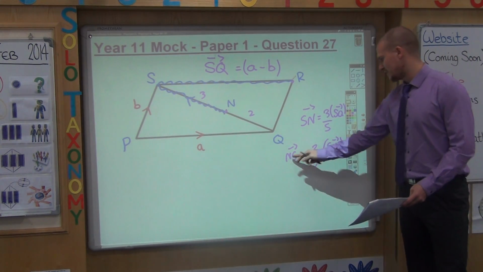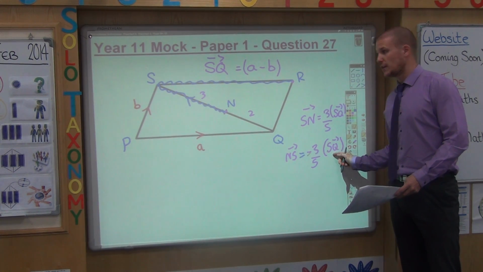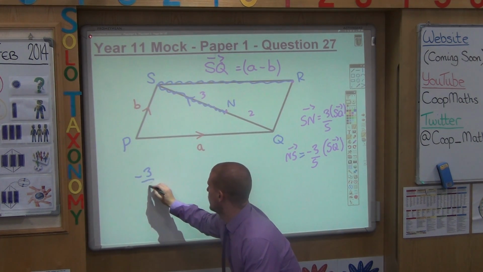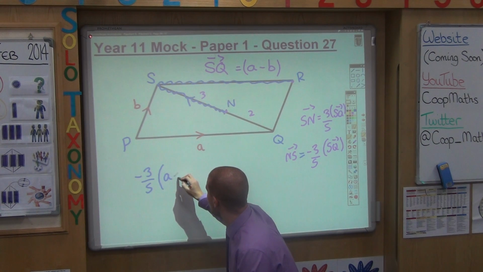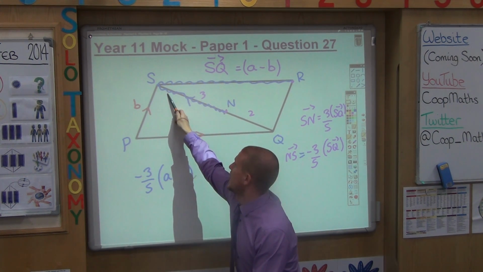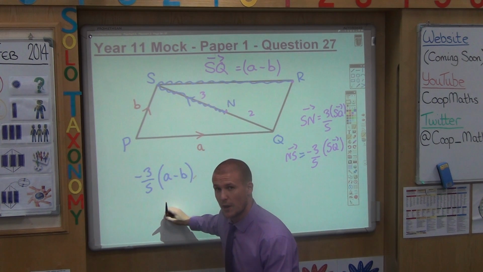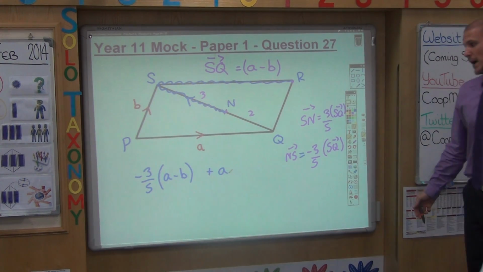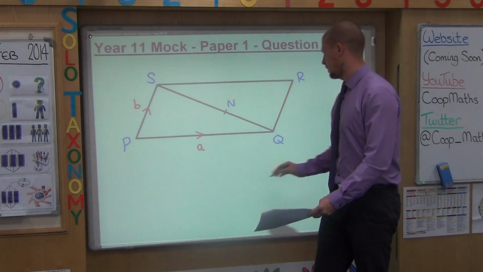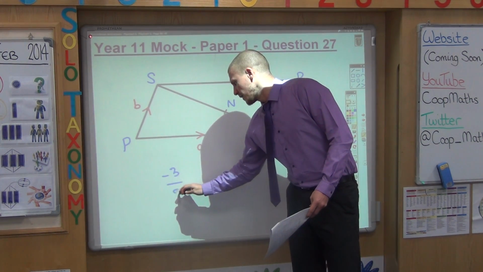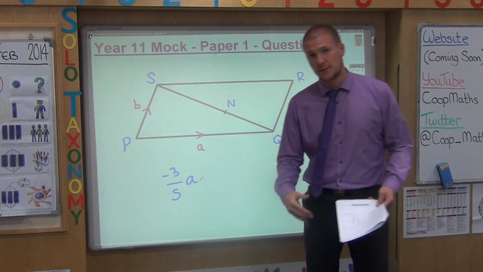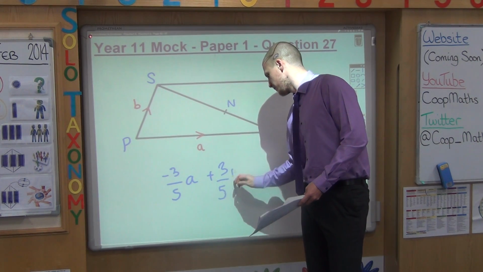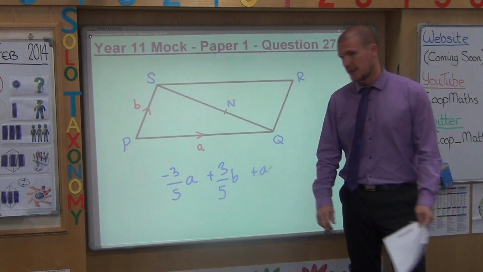So N to S I have expressed as minus 3/5 of SQ. That's going to be the first part of our journey, which will be negative 3/5, open bracket, A minus B. So that takes us from N all the way up to S. Then I need to add the journey that goes from S to R. That's just A, so I can add A to that. What we do then is we break out that bracket. You end up with negative 3/5 of A, and a double negative giving you plus 3/5 of B. And you then still have that journey of A to add on.